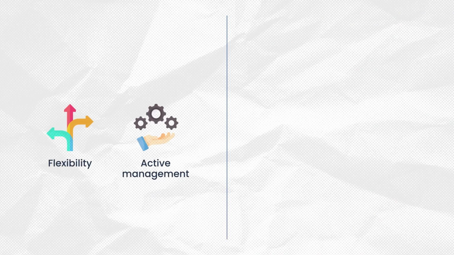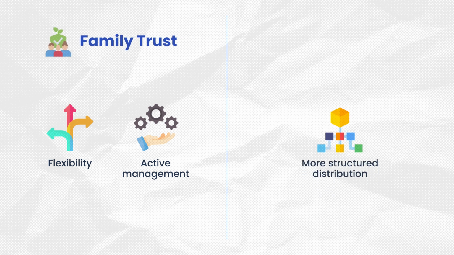Now, the multi-million-dollar question: which trust should I choose? Well, it boils down to your individual needs and goals. If you're after the flexibility and want to actively manage how benefits are distributed, choose a family trust. But if you're leaning more towards a structured distribution where everyone knows their share upfront, a unit trust would be the way to go.